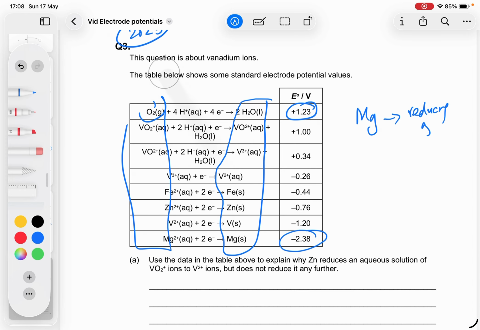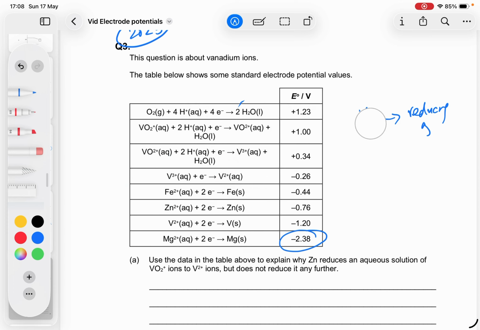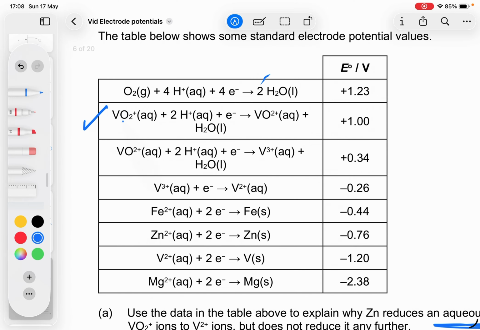Question part A states: use the data in the table to explain why zinc reduces an aqueous solution of VO2 plus to V2 plus. In other words, why can zinc reduce VO2 plus to VO2 plus? Let's look at the oxidation states here. Let's enlarge this. The oxidation state here is plus 5, plus 4, and then plus 4 can be reduced to plus 3, and plus 3 can be reduced to plus 2, all by zinc.